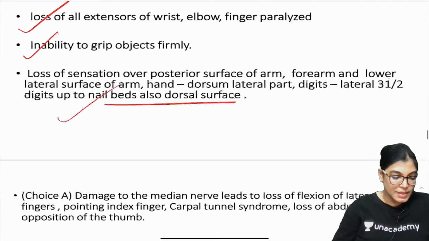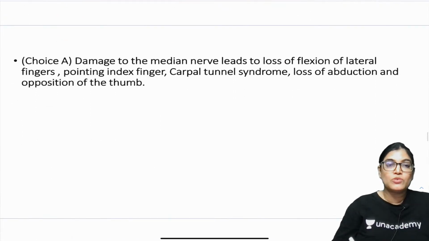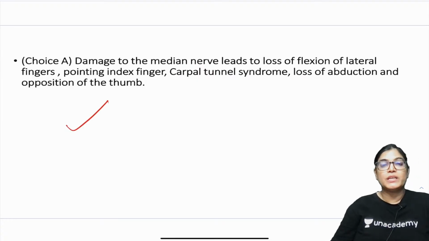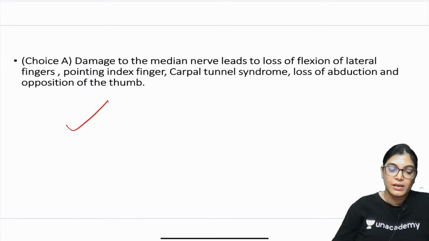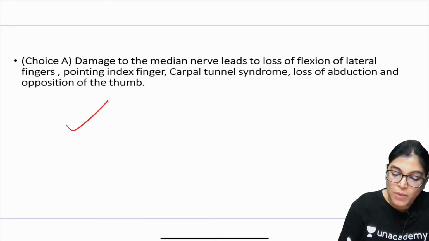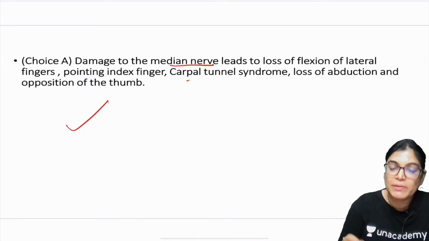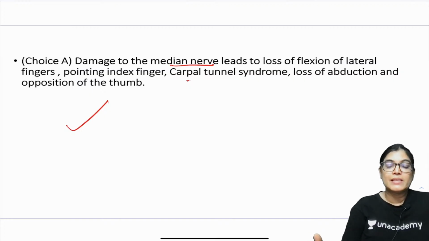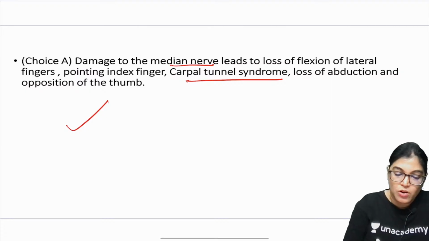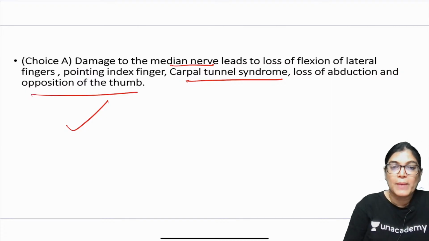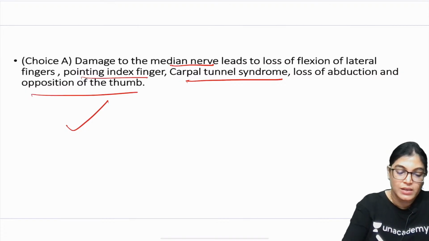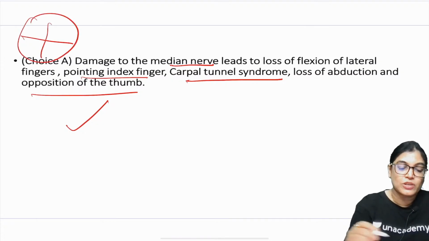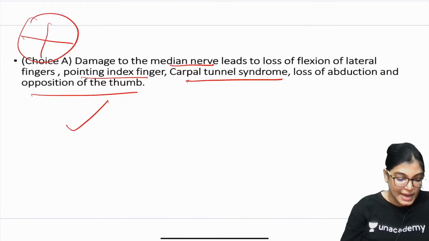Got it? Now coming to question A. Option A: damage to median nerve leads to loss of flexion of lateral fingers, pointing index. So one of the options was median nerve injury. Median nerve can't be the answer, because if the median nerve is injured, the presenting feature will be carpal tunnel syndrome, loss of opposition of thumb and abduction, and pointing index finger. This presentation was not given, so this can't be the right answer.